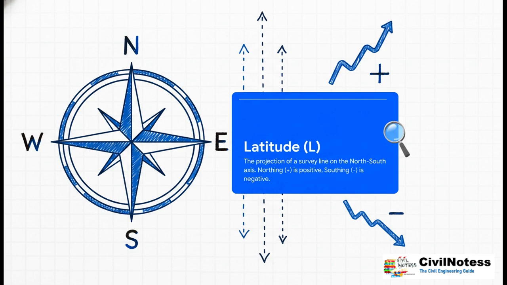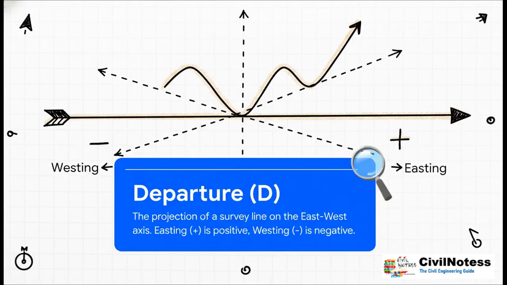Simple as that. And departure? Well, you probably guessed it. It's the exact same idea, but for the east-west axis. It just answers the question, how far east or west does this line travel? A line going east gives us a positive easting, and a line going west gives us a negative westing. So together, latitude and departure break down any angled line into its simple up-down and left-right components.